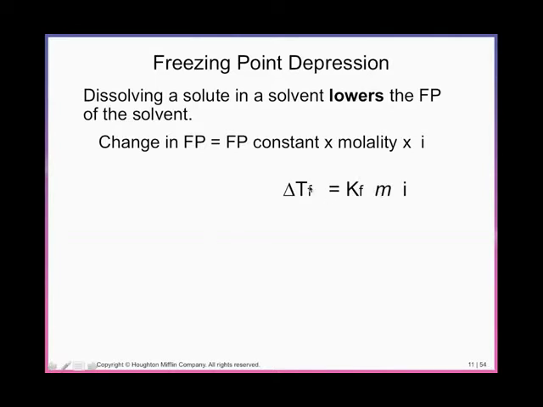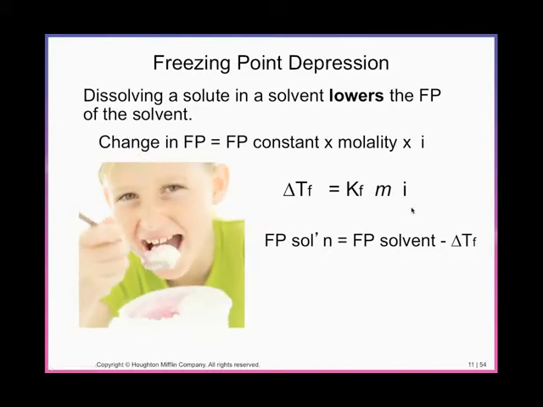So remember, this is not the freezing point. This is the change in the freezing point. To get the freezing point, we have to calculate the change and then take the change and subtract it from the normal freezing point of the solvent. This is one way that people make ice cream, by making the mixture of ice cream get way below the freezing point of water, and therefore it turns into a gel.